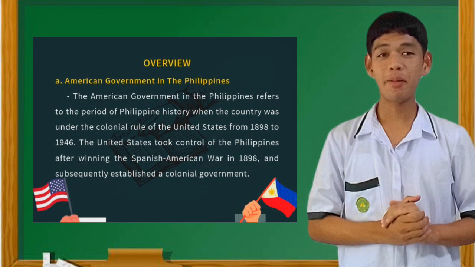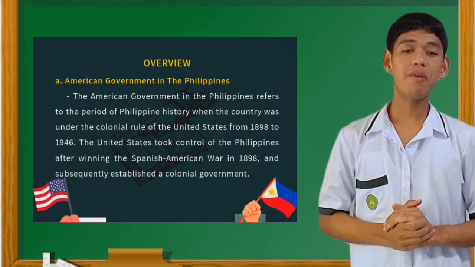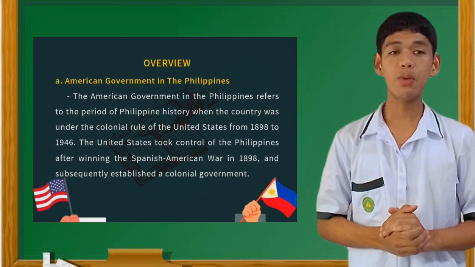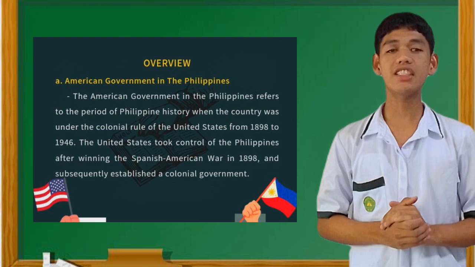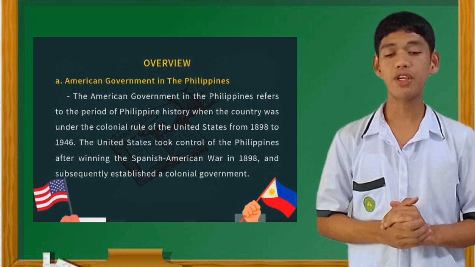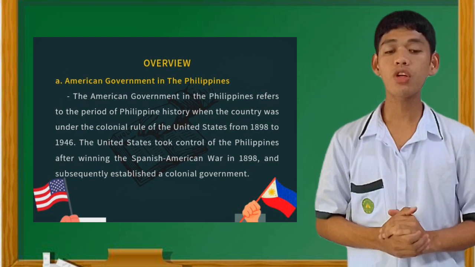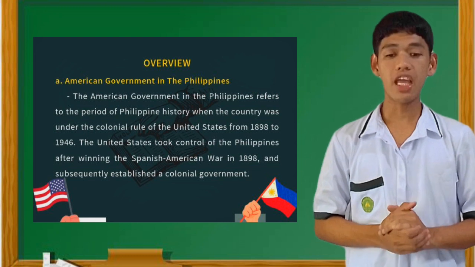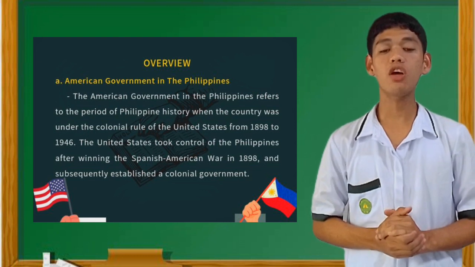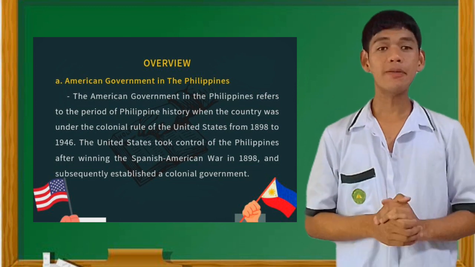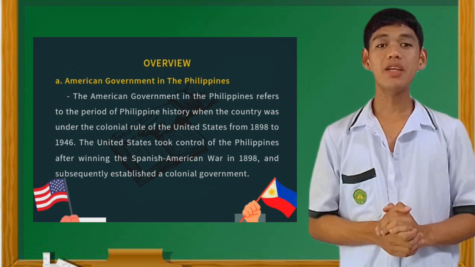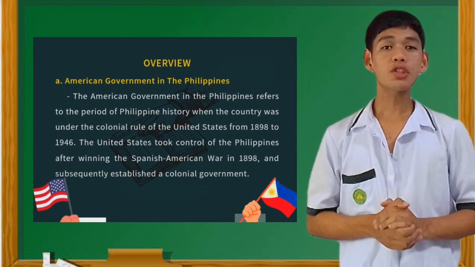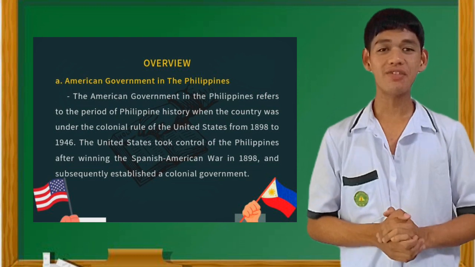First is the American government in the Philippines. The American government in the Philippines refers to the period of Philippine history when the country was under the colonial rule of the United States from 1898 to 1946. The United States took control of the Philippines after winning the Spanish-American War in 1898 and subsequently established a colonial government. So it means that the Philippines was colonized by the Americans after winning the Spanish-American War in 1898. And after that, they took control of the Philippines from 1898 to 1946.